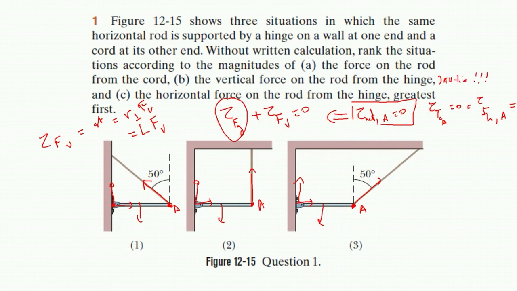Again, be smart. I use R perpendicular FV because it's straightforward here. If I used R FV sine phi, you would see also that sine phi is equal to 1, because you have 90 degrees between R and FV. Now, the final question is to rank the horizontal force on the rod from the hinge, greatest first. So how can I do that?